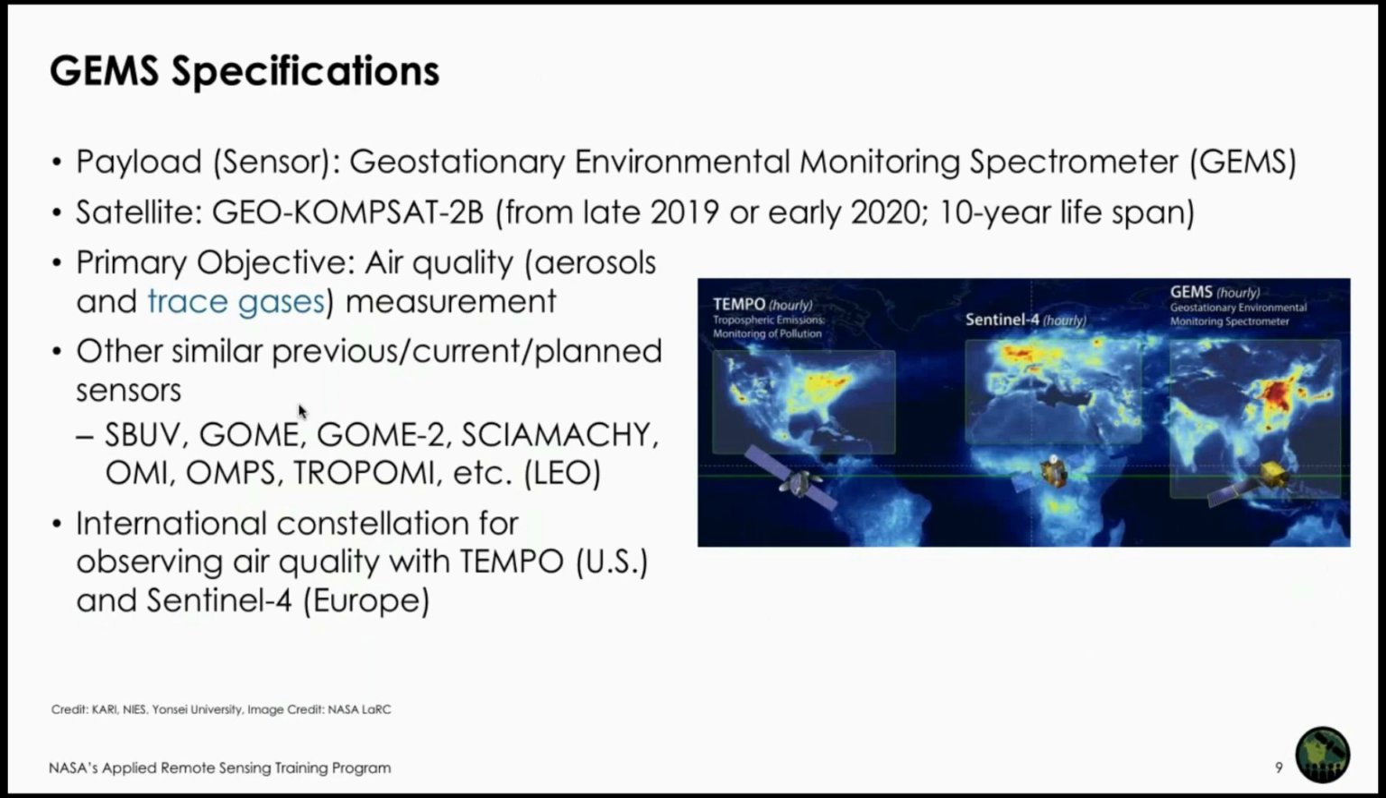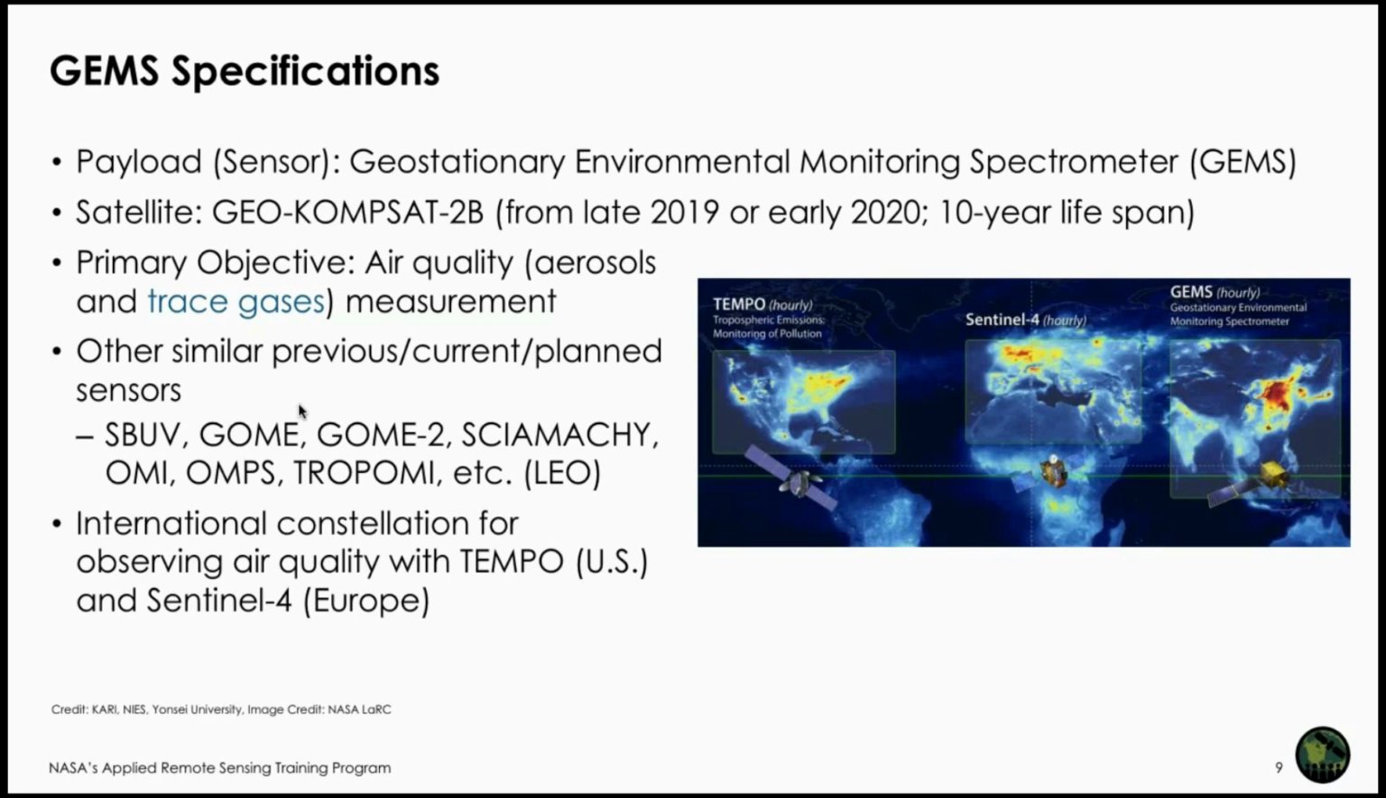Third one is GEMS. Its full name is the Geostationary Environmental Monitoring Spectrometer onboard the GeoKompsat 2B satellite. It will be launched next year, and the lifespan is approximately 10 years. The primary objective is air quality measurement, including aerosols and trace gases like ozone or nitrogen dioxide.